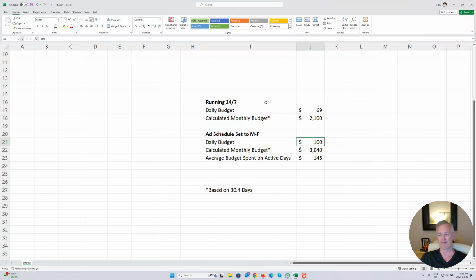But basically, you have to just remember that Google's going to take whatever your daily budget is times 30.4 and ignore whatever your ad schedule is. So you have to work back from that. Anyway, hopefully that makes it clear.